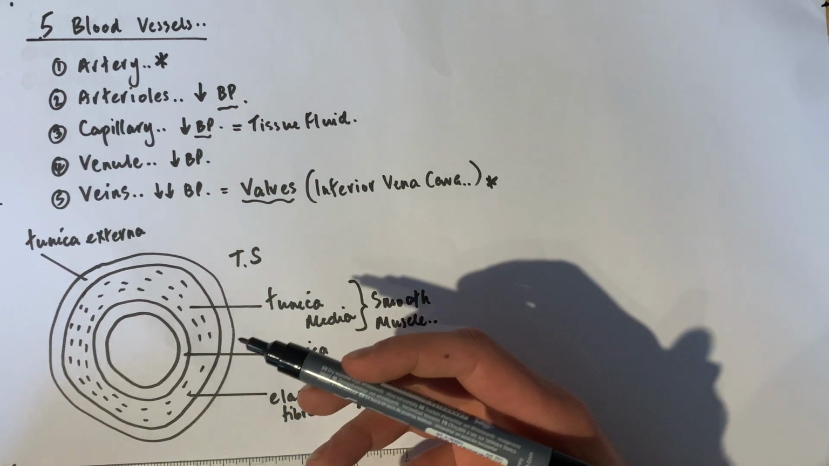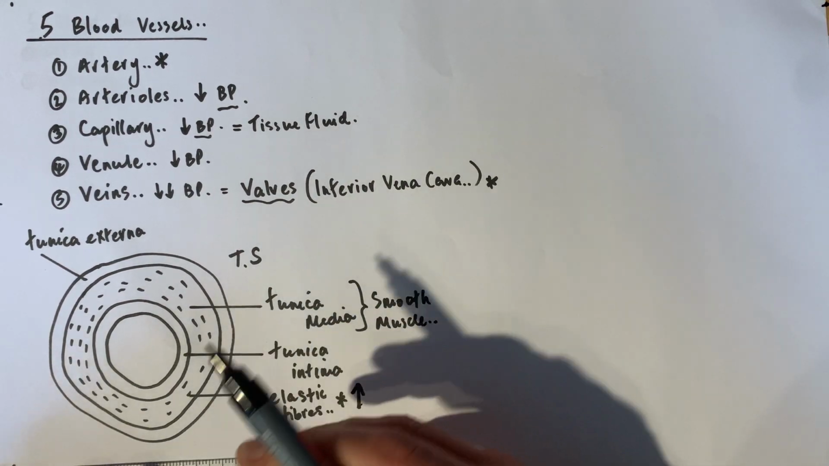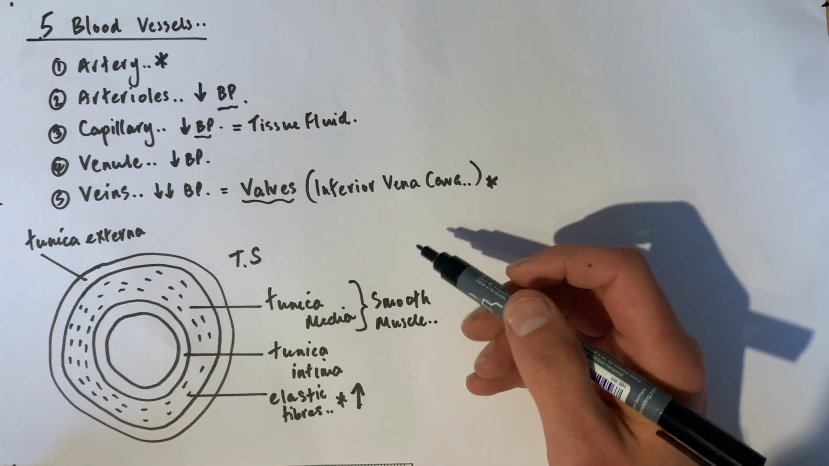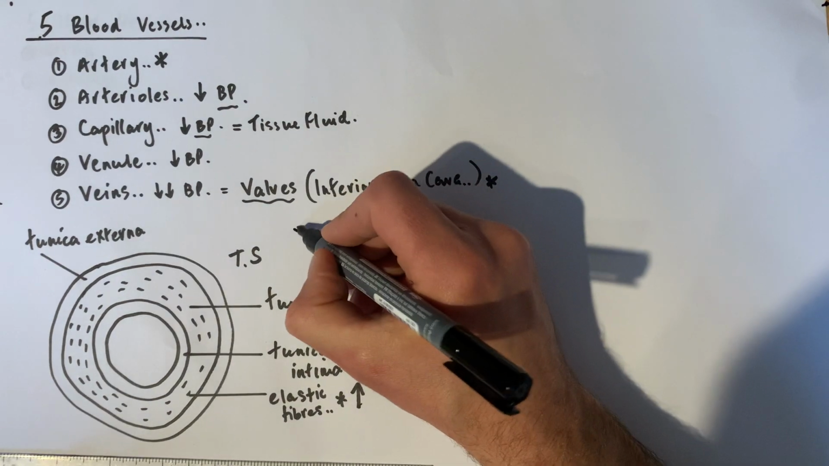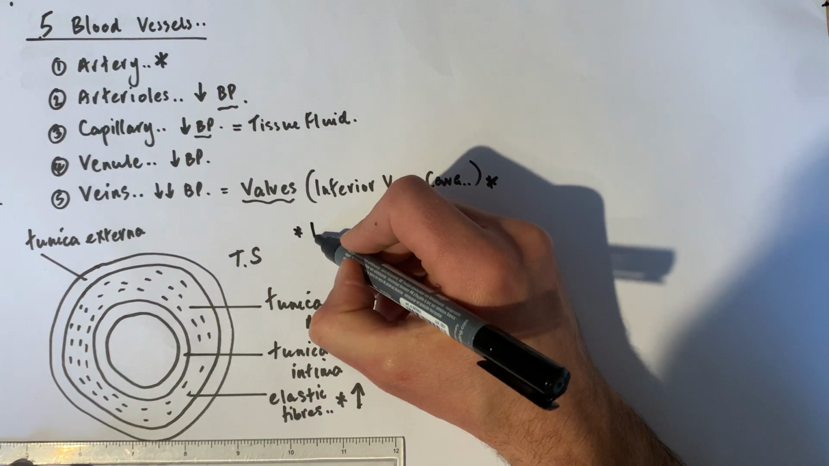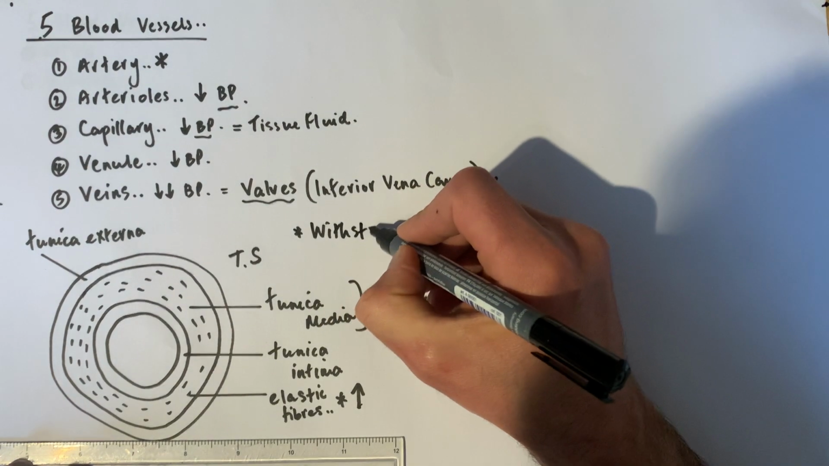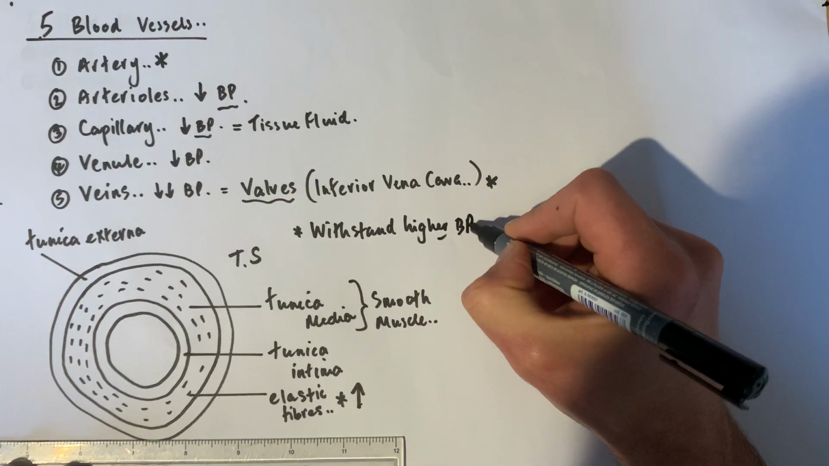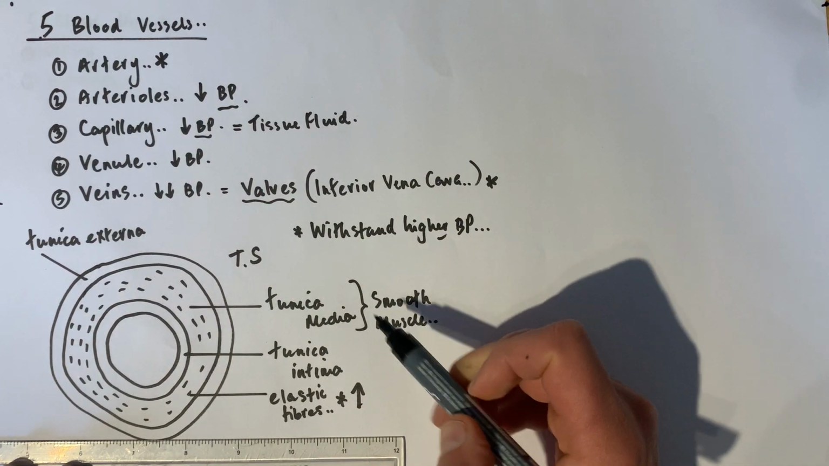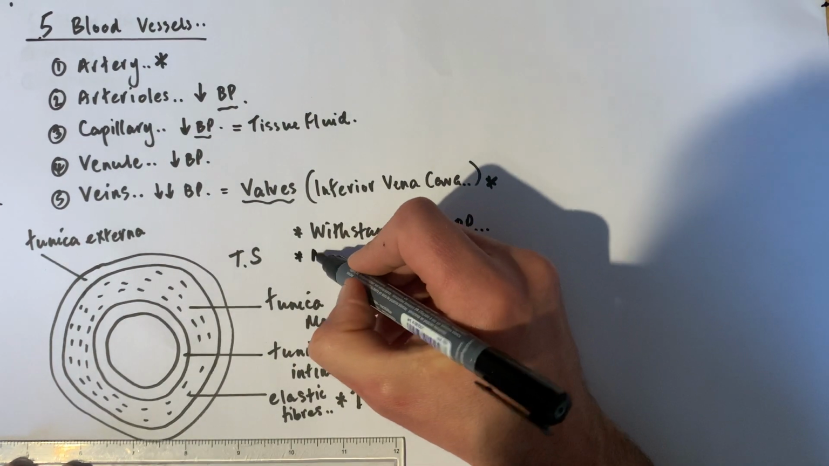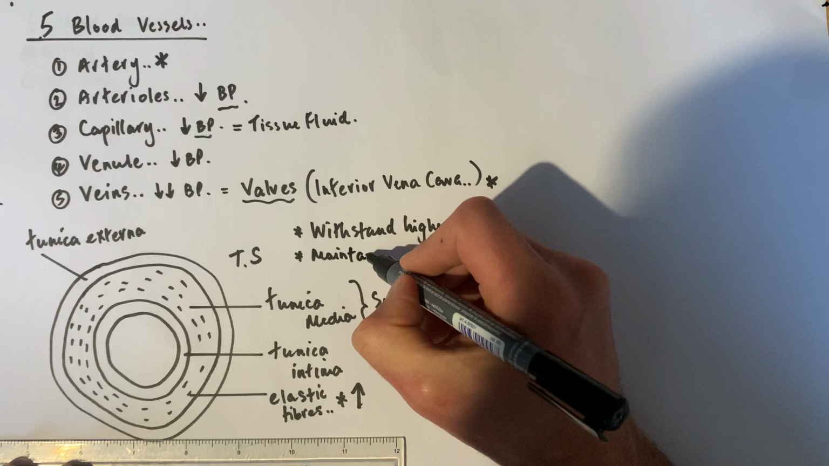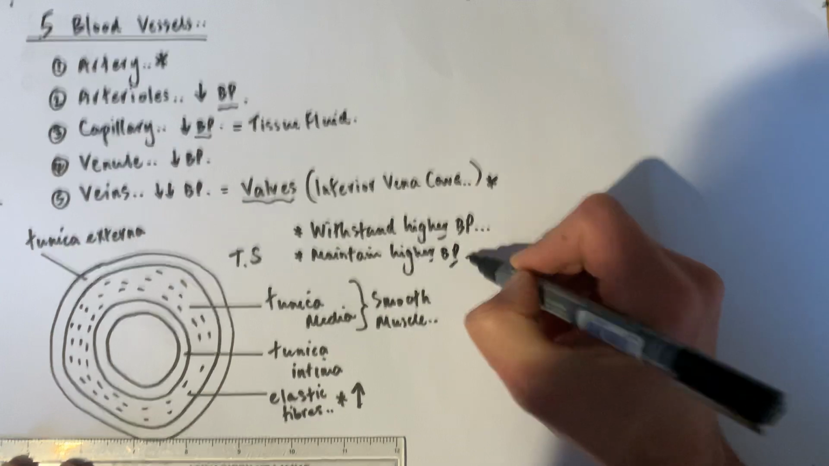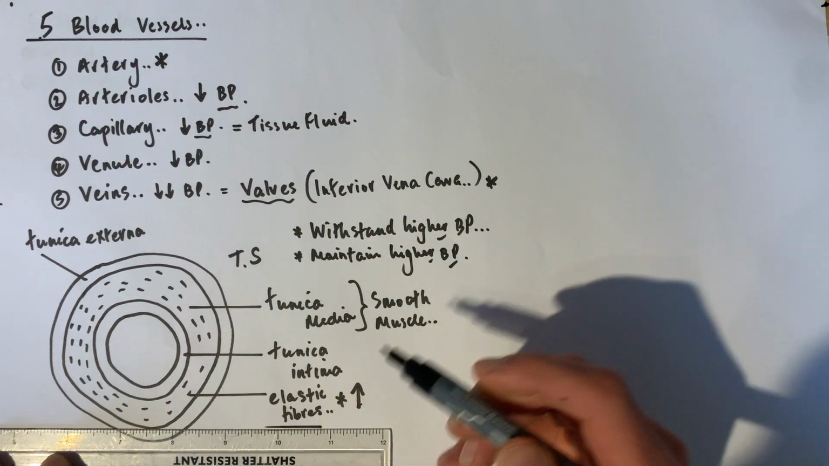So collagen is a fibrous protein, and that's really important because it prevents overstretching of the artery as the blood pulses through that position. So remember, the thicker wall of the artery does a couple of jobs. It helps to withstand the higher blood pressure. The thick smooth muscle helps to maintain the higher blood pressure because of the elastic fibres, which we have at the bottom here.